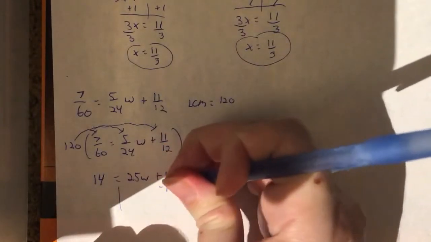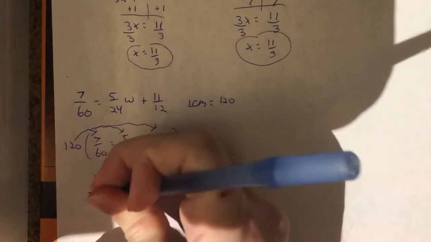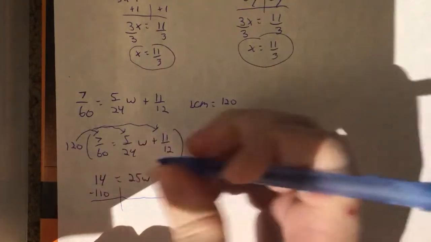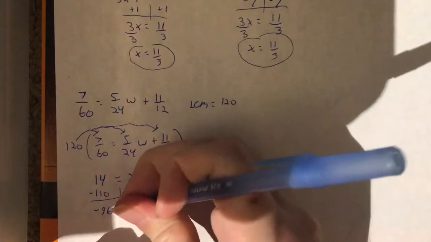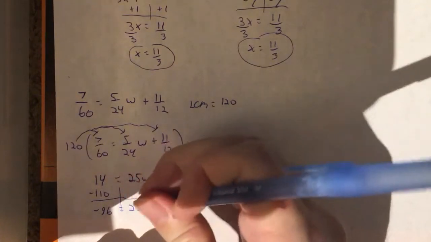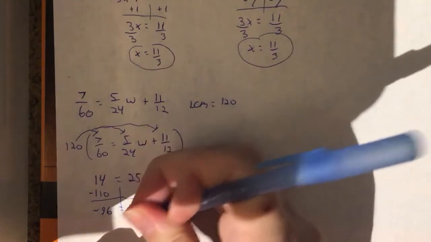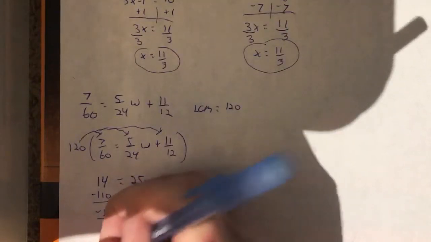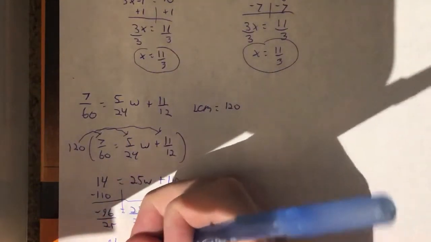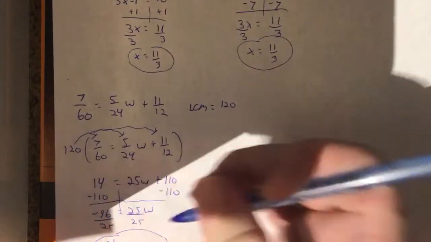I'm going to get rid of the 110 first by minusing it. 14 minus 110 is negative 96 equals 25w, and then I divide by 25, and you'll get negative 96 over 25 equals w, and that's your answer.